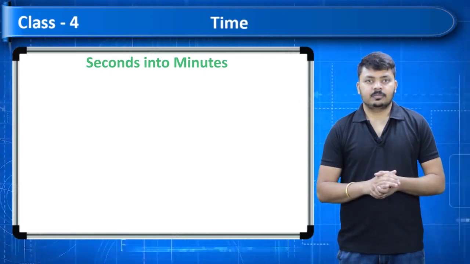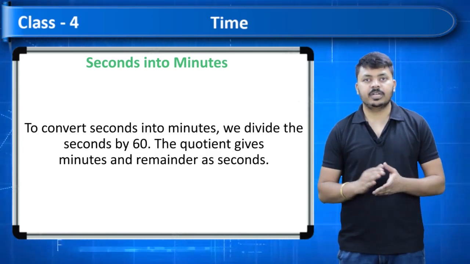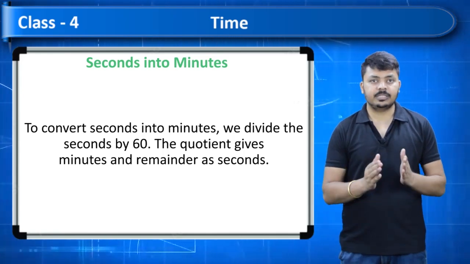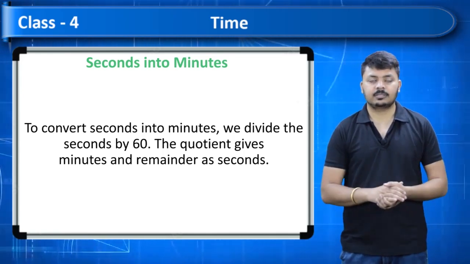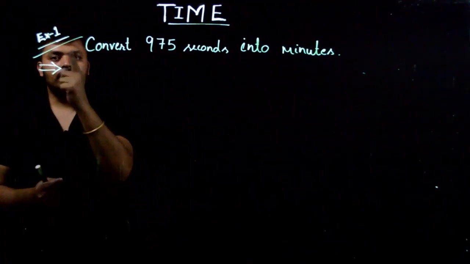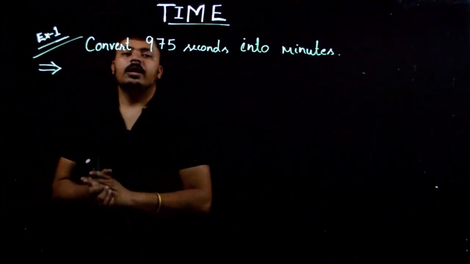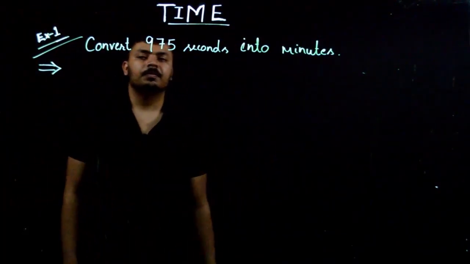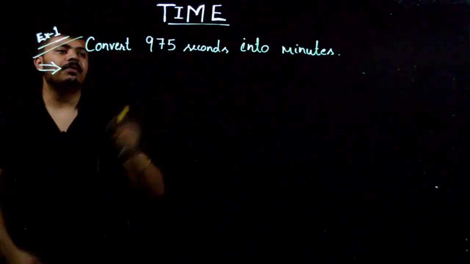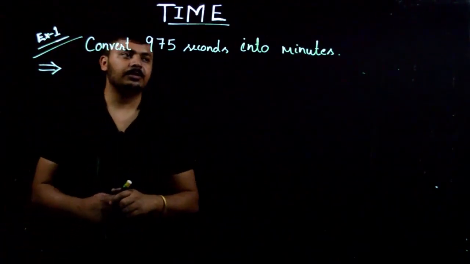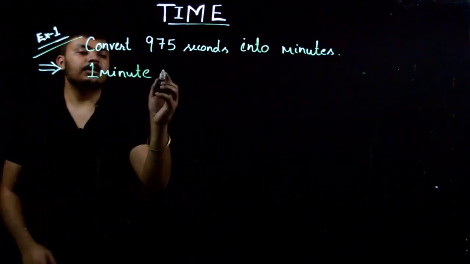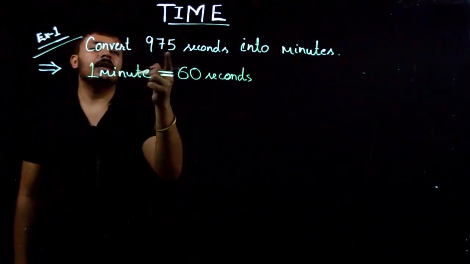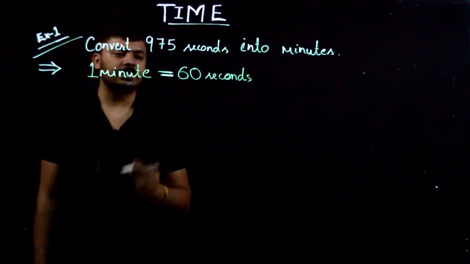Seconds into minutes. To convert seconds into minutes, we divide the seconds by 60. The quotient gives minutes and the remainder gives seconds. So students, now let's look at example number 1. Convert 975 seconds into minutes. So we have to convert 975 seconds into minutes. We know that 1 minute is equal to 60 seconds. So we need to divide 975 by 60.